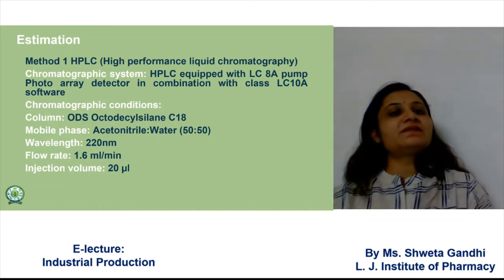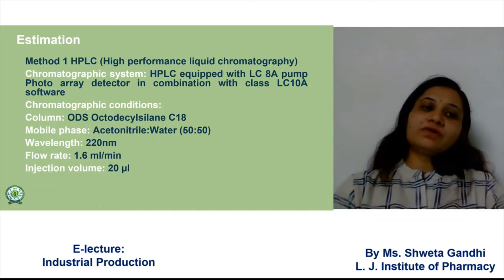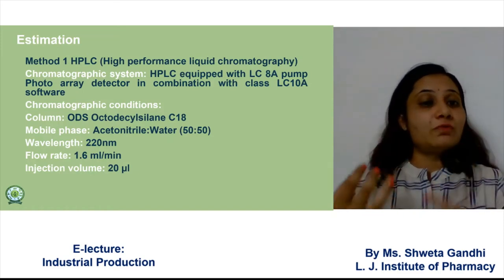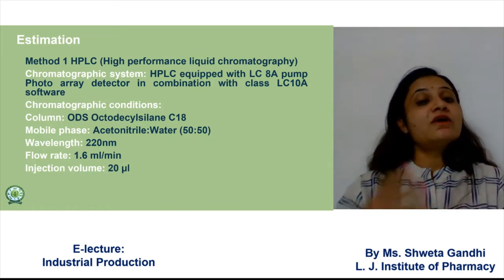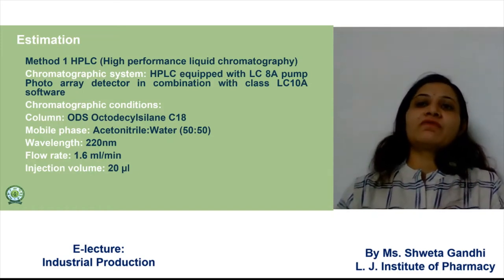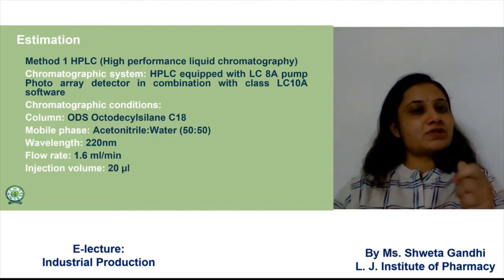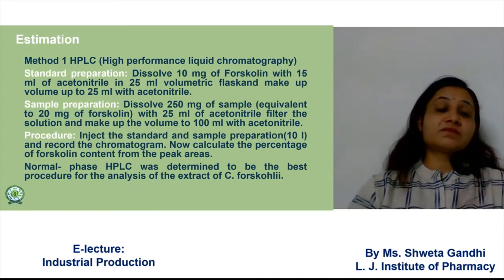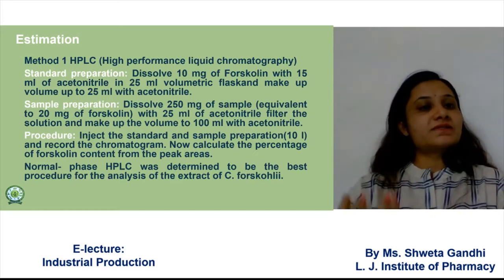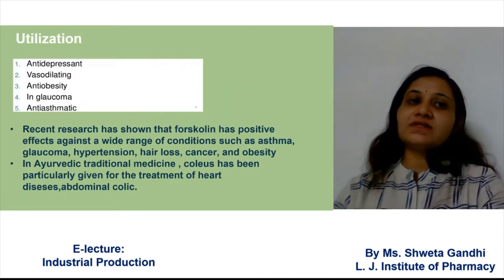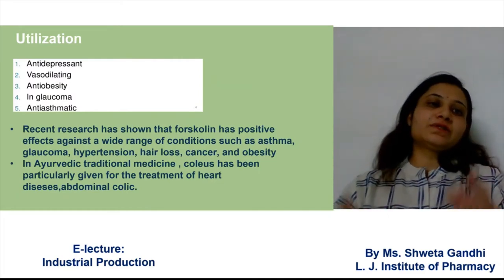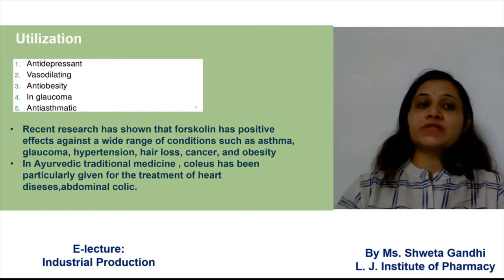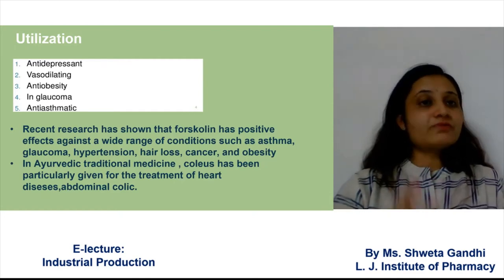The extraction method, then the chromatographic system. Chromatographic conditions mean the column, the mobile phase we are using, wavelength, flow rate, which is generally 1 to 1.5 ml per minute, and injection volume if we are using the HPLC method. This is the estimation: how to prepare the standard sample and how to inject the sample. And utilization, the last and most important, means the pharmacological uses of the phytoconstituent.